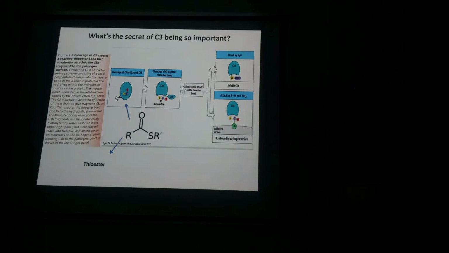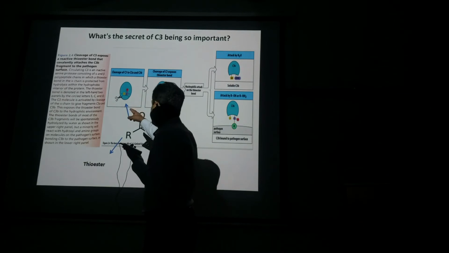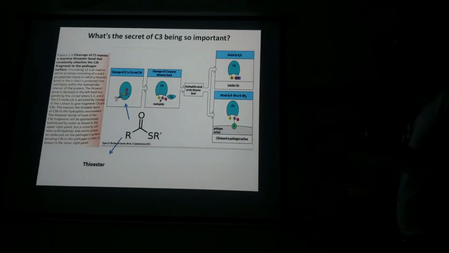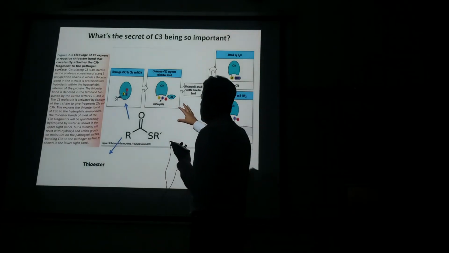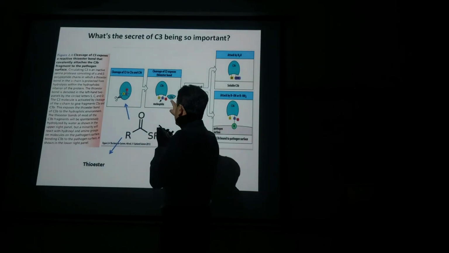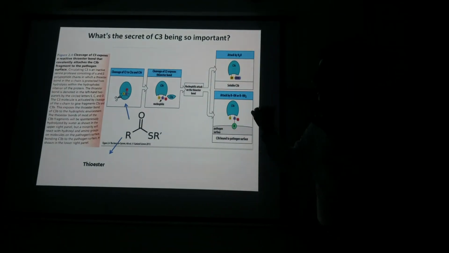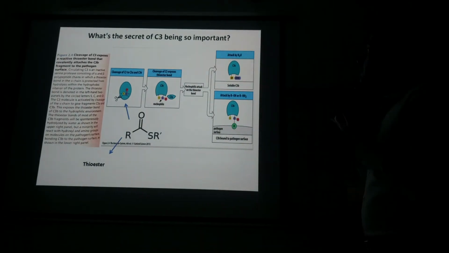So what's the secret of C3 being so important? Okay, this is C3 here, and C3 is cleaved into two parts, as I told you, which is C3b and C3a. The smaller part is called A, and the larger part is called B. Okay, so what is hidden there with C3?